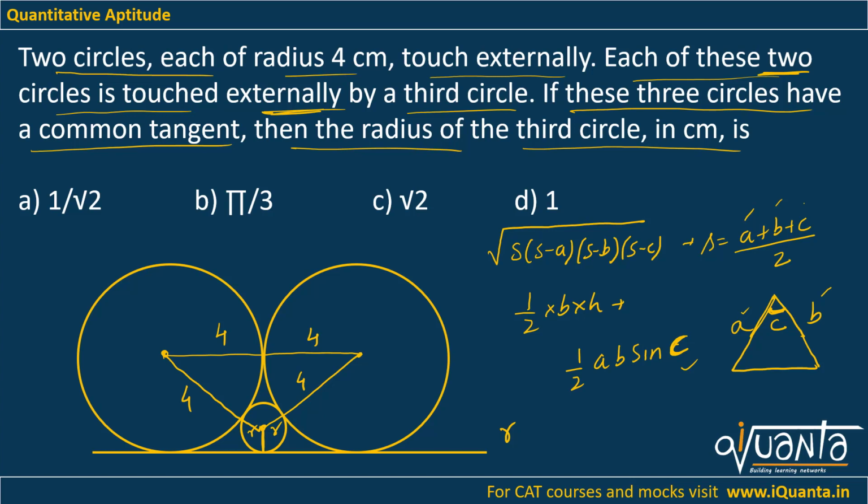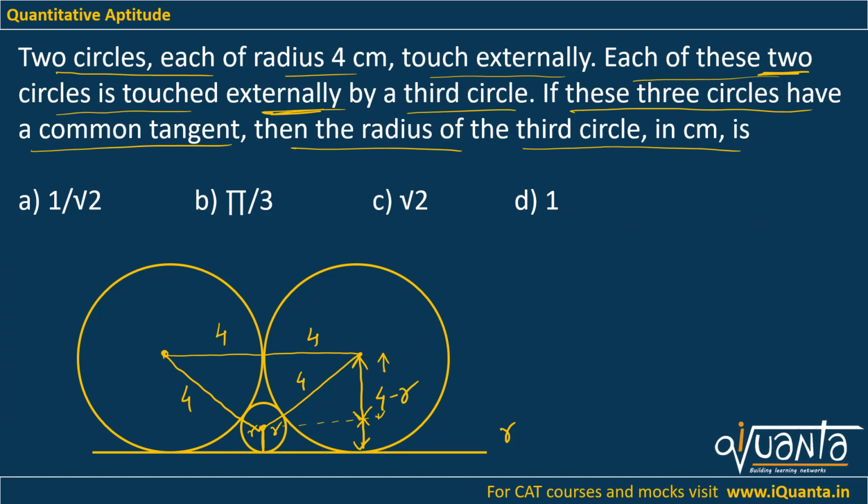Now we know that this whole thing is the radius of the bigger circle, which is 4 here. So if I want to find the height of this triangle that I have formed, it will be 4 minus r, because this is the height of the circle from here to this point. This is small r. So from here to here, it will be nothing but 4 minus r. 4 minus r will be the height of this triangle.